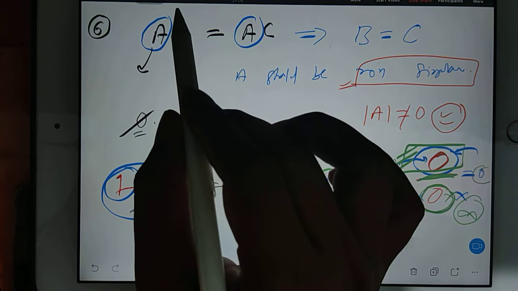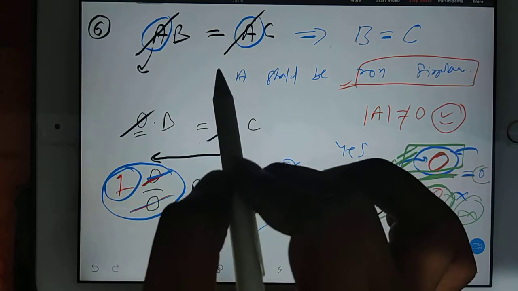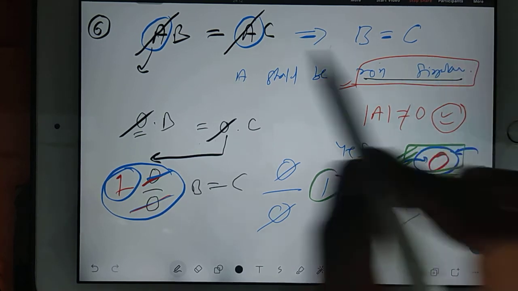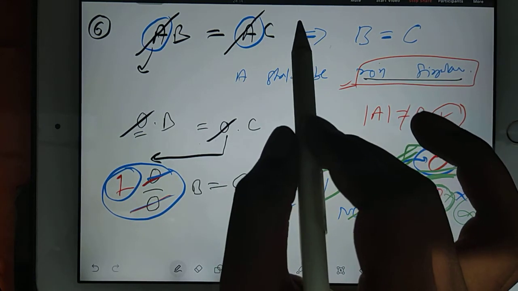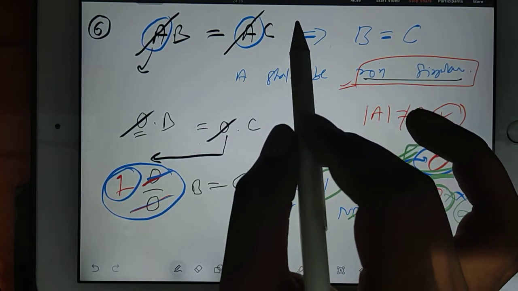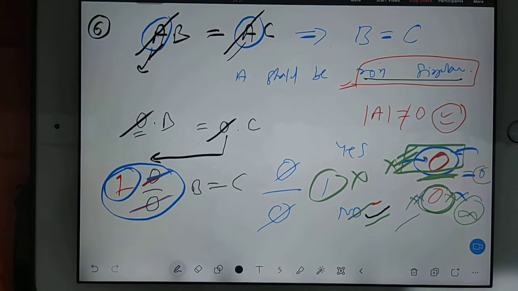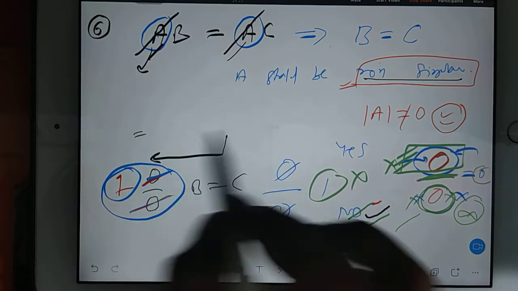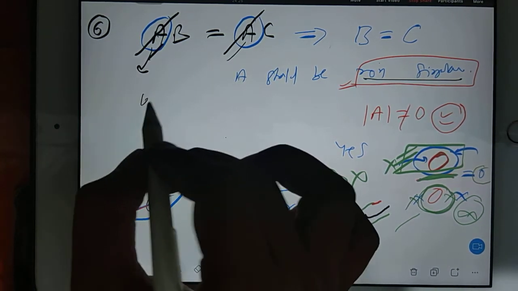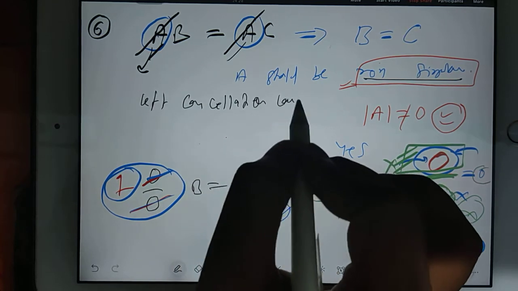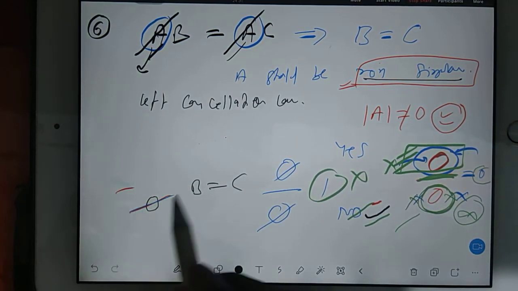When we are cancelling A and A, we are making sure this A is non-singular. This kind of cancellation is known as the left cancellation law, because we are cancelling the left side matrix. Now you just mention here somewhere: left cancellation law.